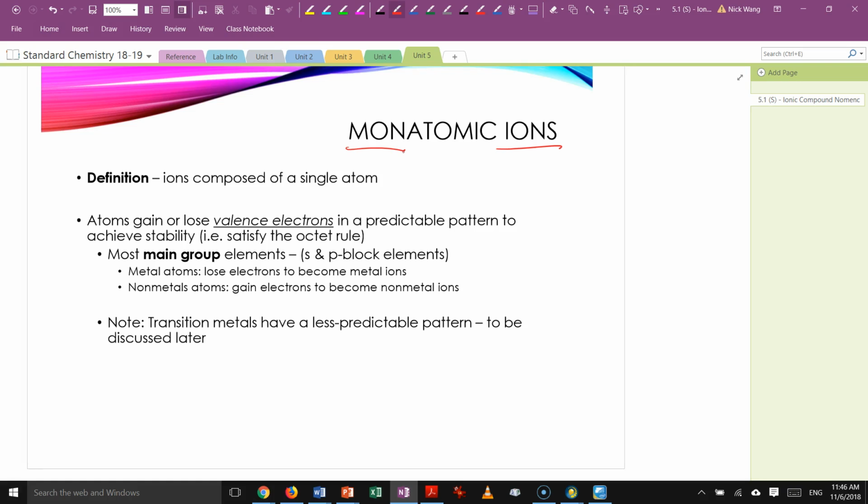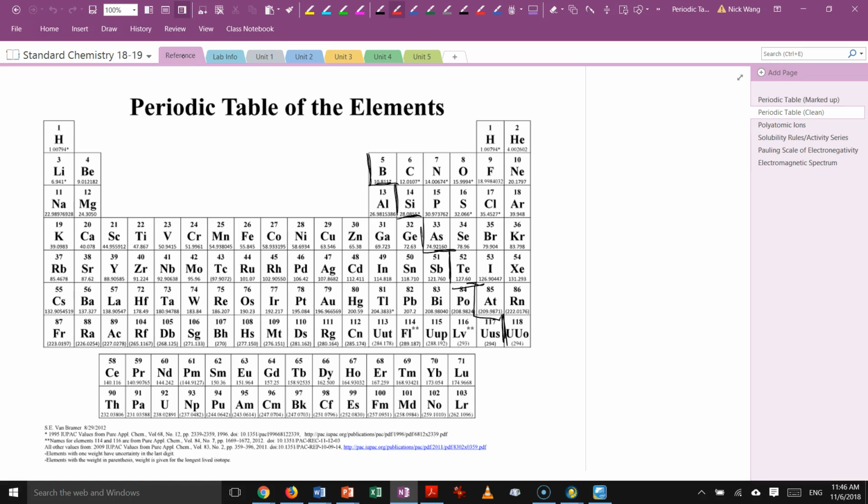So atoms will gain or lose electrons, specifically valence electrons, in a very predictable pattern to achieve stability. We've talked about this before. A lot of atoms become ions because it's more stable for them to be an ion rather than a pure, solo, single neutral atom. And of course, we have to satisfy the octet rule. This is mostly for our main group elements, which are s and p block elements. If you're not really sure what those are, going back here, you have the s block over here on the left, and you have your p block elements over here on the right.